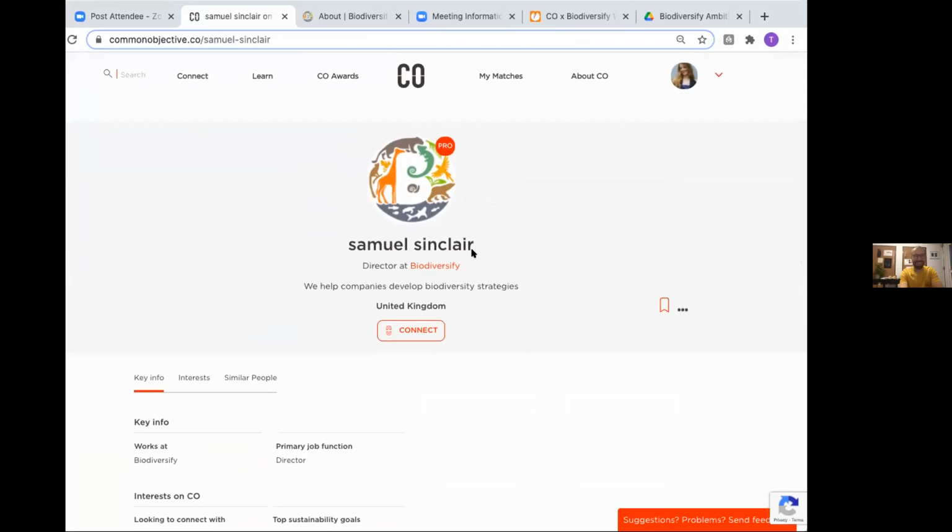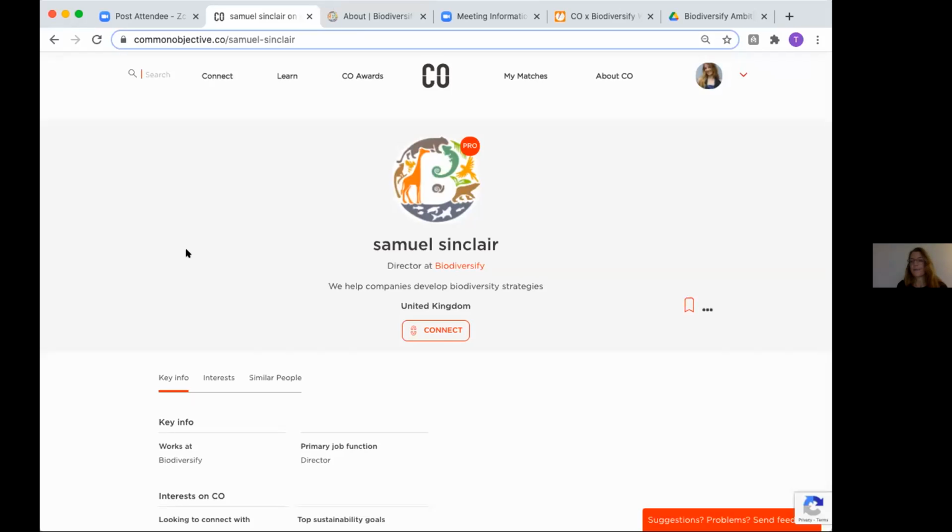Now you can create a profile for your business. It doesn't need to be an established business. It can be early stage. We have students and consultants who are creating profiles on Co. And we do also with the awards, we have a number of awards set aside for businesses that are very innovative and at idea stage.